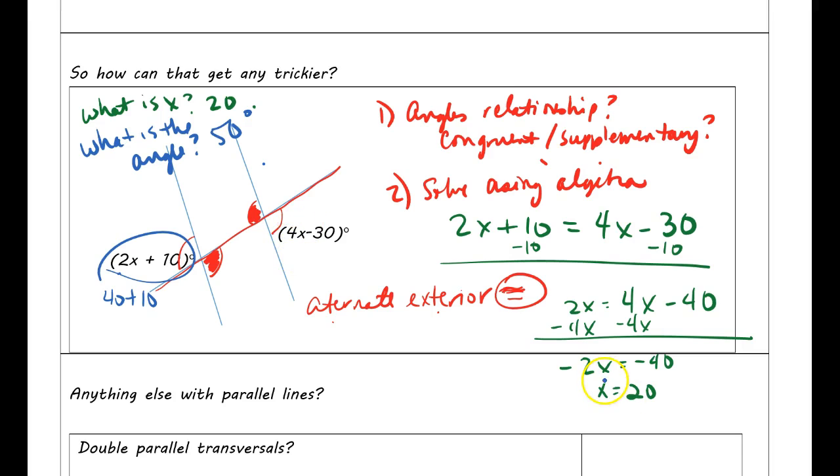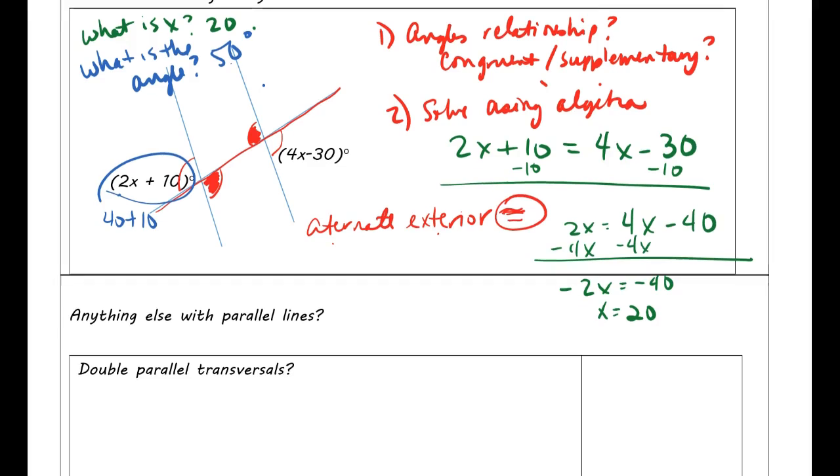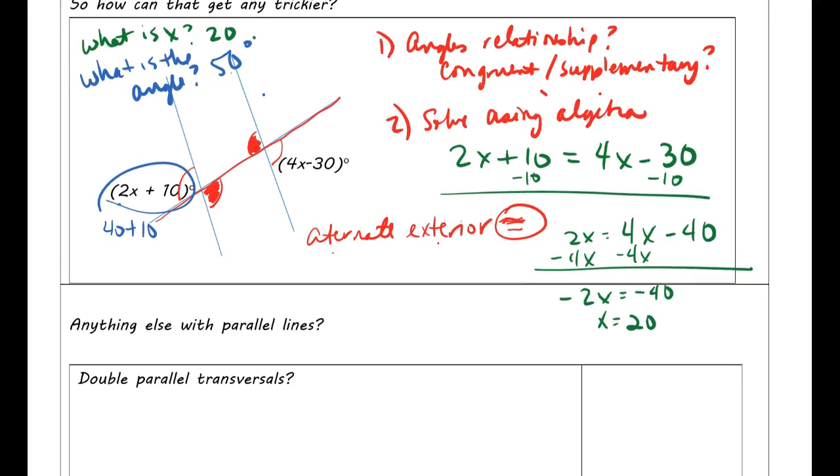So if you want, check your angle in there. 4 times 20 is 80. 80 minus 30 is 50. Okay, good. It checks out. It should check out. They should be the same thing. All right, coolio. So anything else with parallel lines?